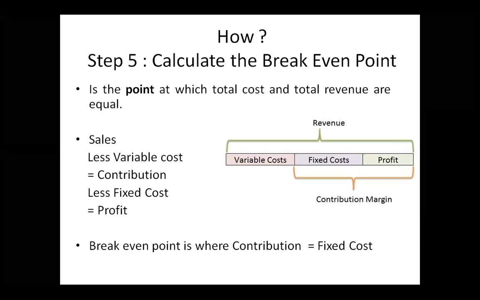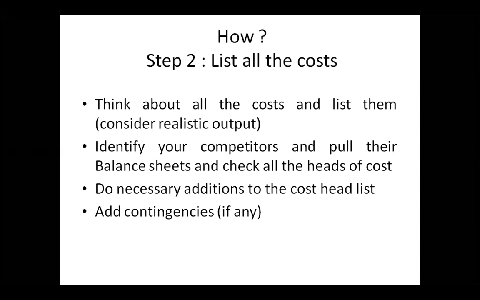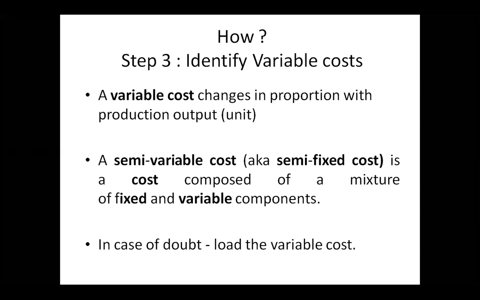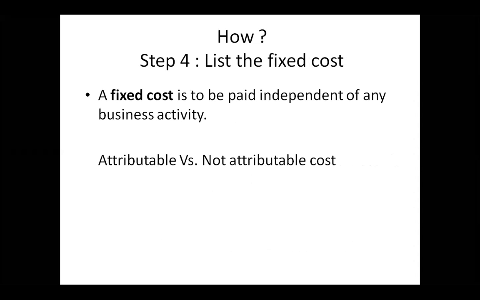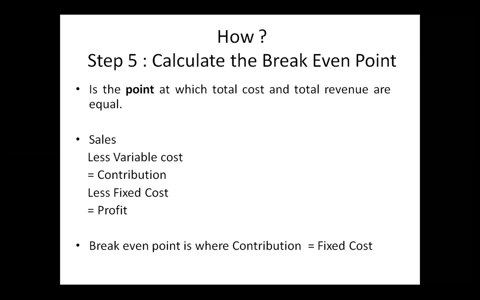So again, coming back to our 5 steps, I am just repeating those 5 steps. Step number 1, think on realistic output. Step number 2, list all the cost. Step number 3, identify variable cost. Step number 4, list the fixed cost. Step number 5, calculate break-even point. You have to calculate the break-even point.